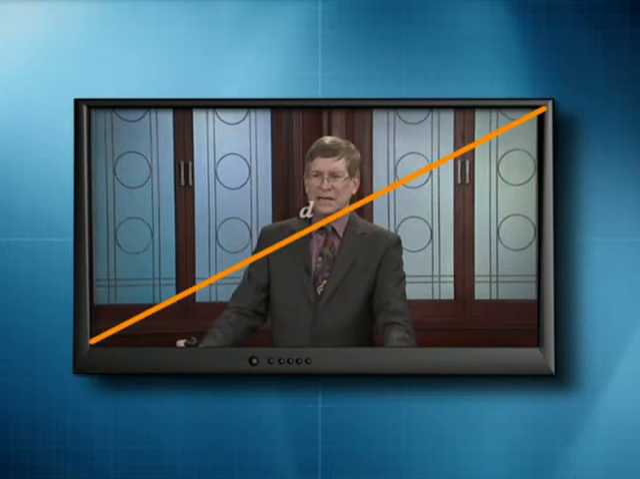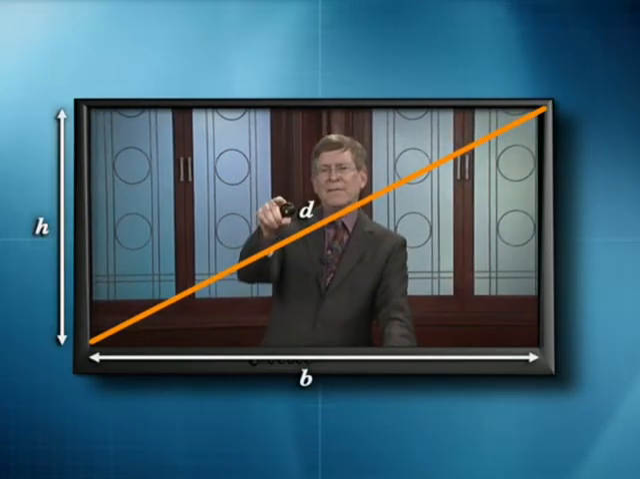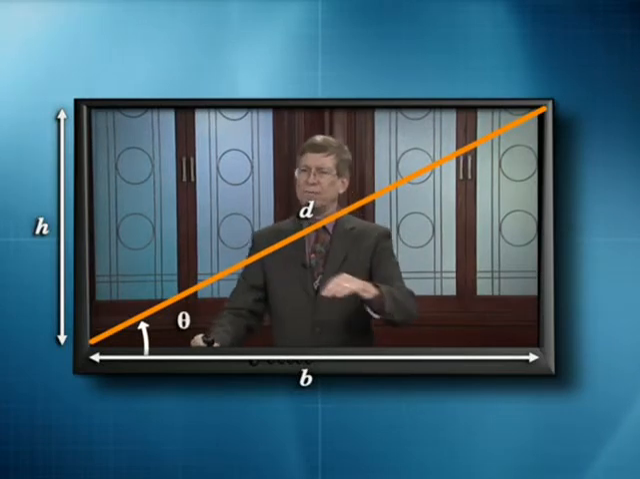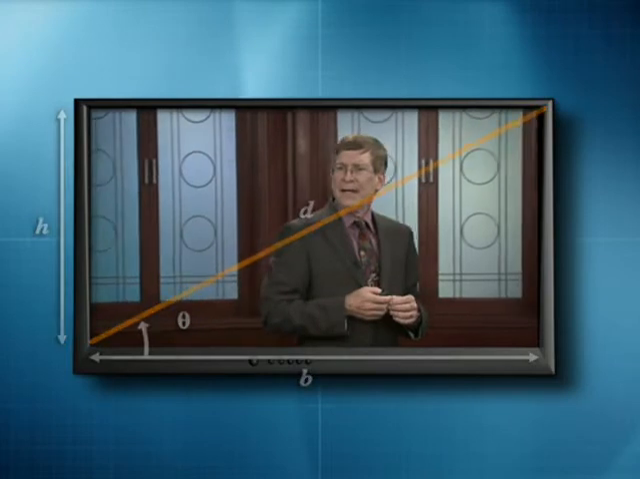So here's a picture of a television set. I've labeled the diagonal D, and there's also a height H and a base B, and then the angle theta is the angle from the horizontal up to the diagonal. And let's find the viewing area under this scenario.